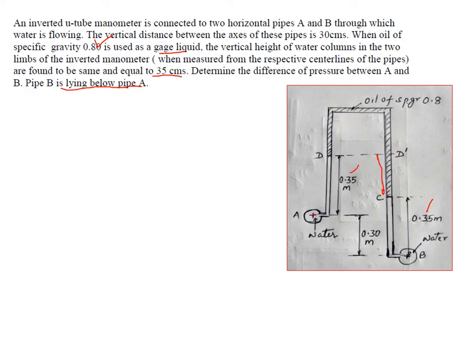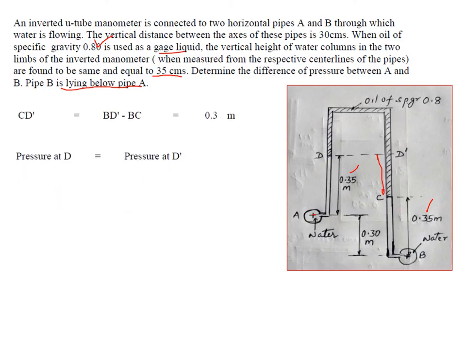You start from A and move upwards. As we move upwards, pressure decreases. So pressure here is PA minus, since it is water, 9.81 into 0.35. Similarly take pressure PB, then go up by 0.35, it is water, so 9.81 into 0.35. Then again here it is oil, which is 0.8 and 9.81 into 0.3. So solving, you will get the difference of pressure.